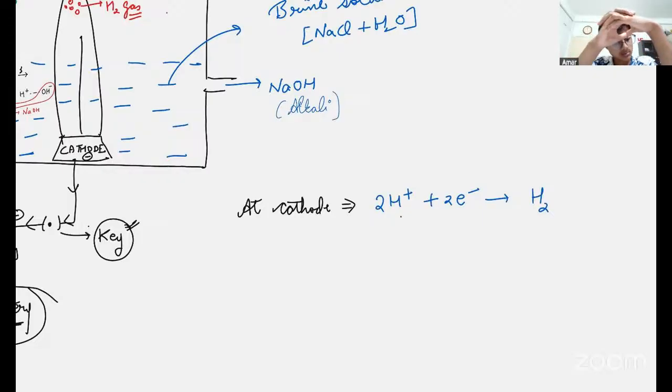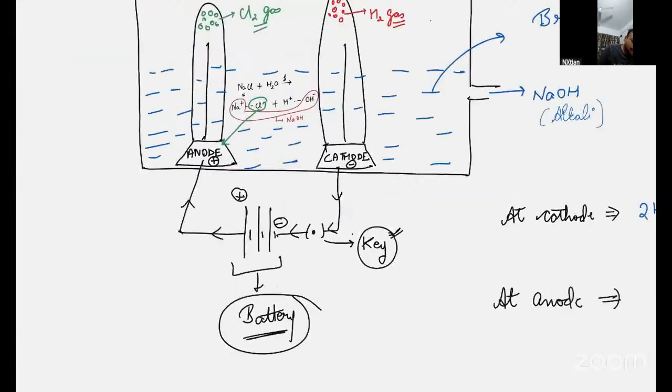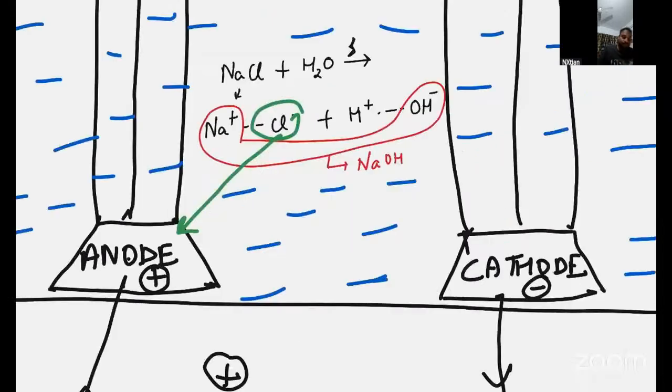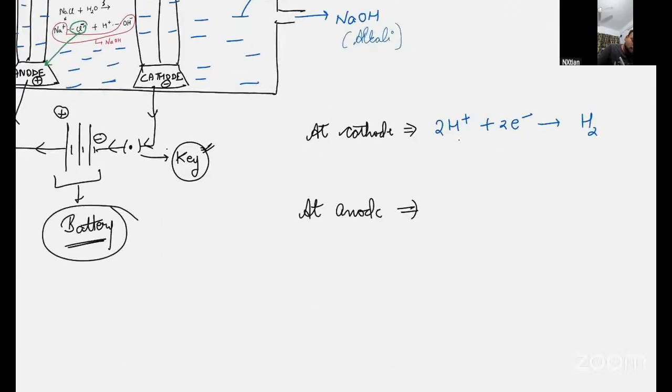If I talk about at anode, what happened? This is called Cl minus. Minus means they have extra electrons. So what do they do? When they come at anode, two Cl minus ions release two electrons to become chlorine gas.